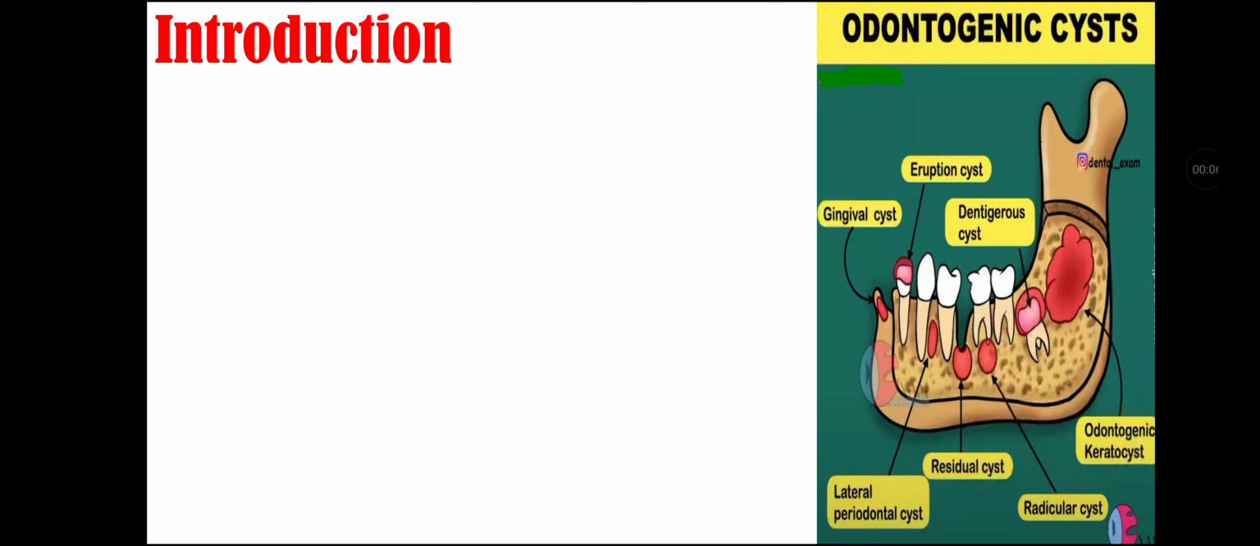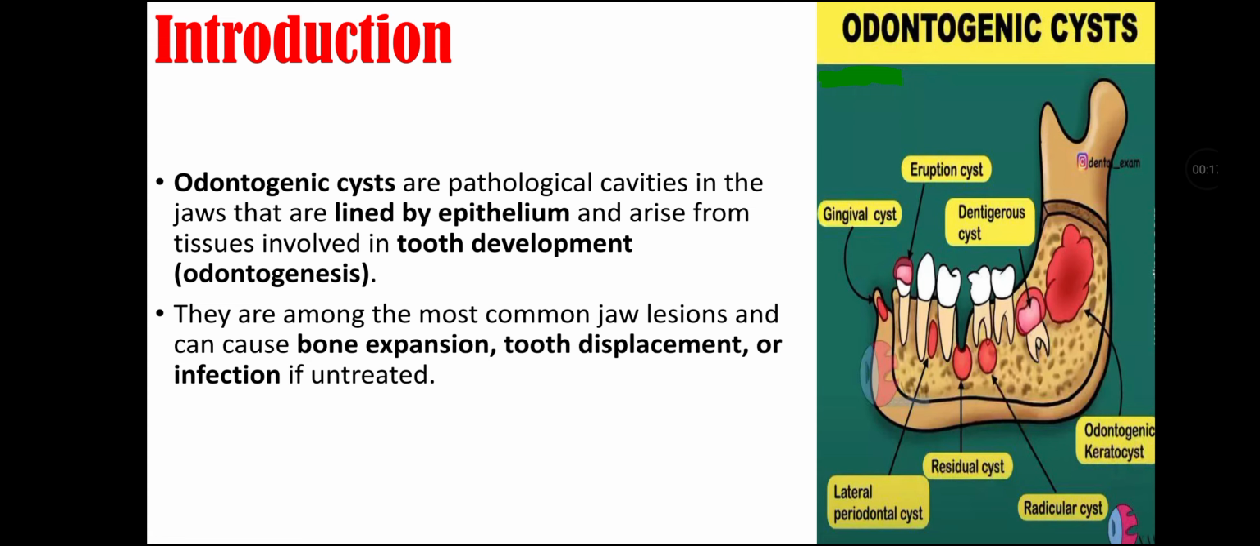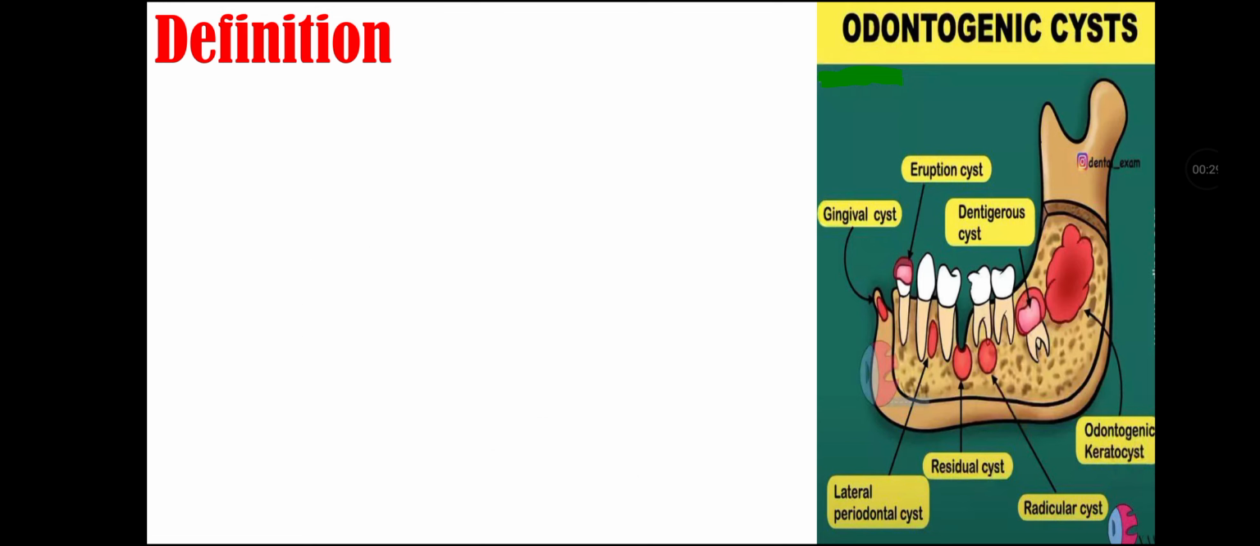So let's start our topic with introduction. Odontogenic cysts are pathological cavities in jaws that are lined by epithelium and arise from tissue involved in tooth development. They are among the most common jaw lesions and can cause bone expansion, tooth displacement, or infection if untreated. These cysts are classified as inflammatory or developmental depending on their origin.